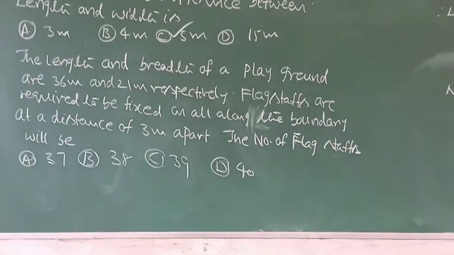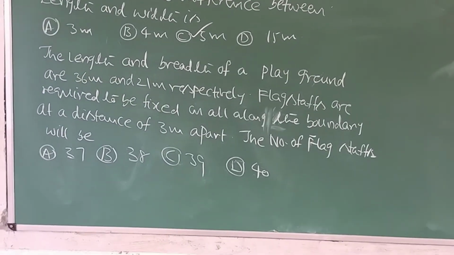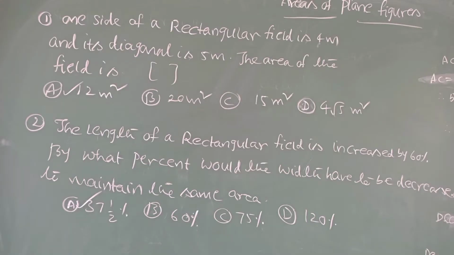Let's move on to the next question. The length and breadth of a playground. One side of a rectangular field is 4 meters and its diagonal is 5 meters. The area of the rectangular field is. Now let us see what the contents are given in the problem. One side of a rectangular field is 4 meters. Let it be the length. Therefore, L is equal to 4 meters and its diagonal is given to be 5 meters. So we have to find out the area of the rectangular field.